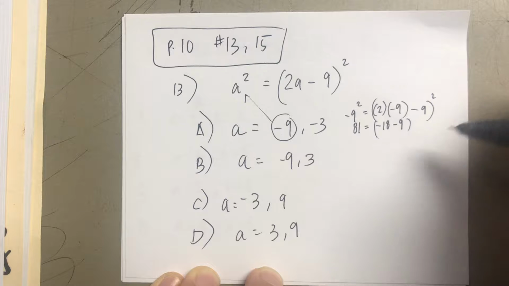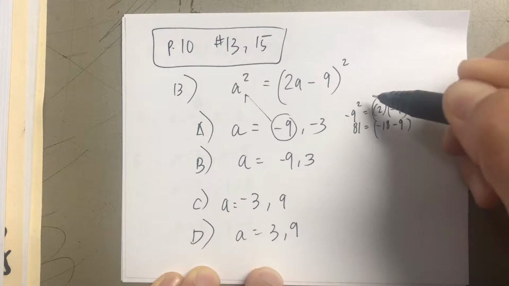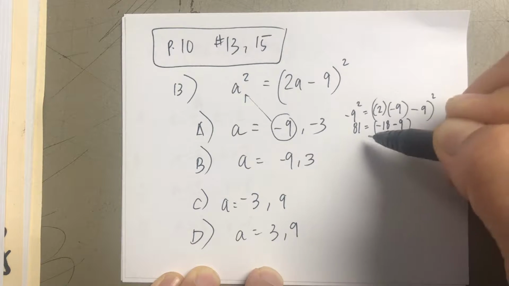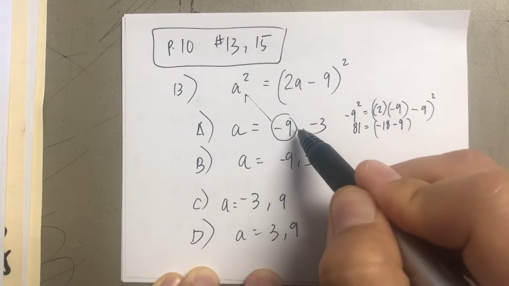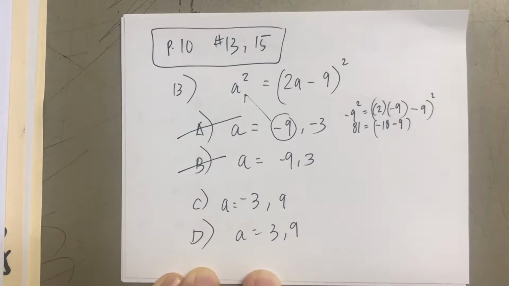So this is -18 minus 9, which is going to be some number in the -20s. But when you square it, it's going to be way too big, because if you know that this number is from a 9 squared, this number that's greater than 9 is not going to be equal to 81. So anything that has a -9 does not work. So that doesn't work, and I could also cross out B.